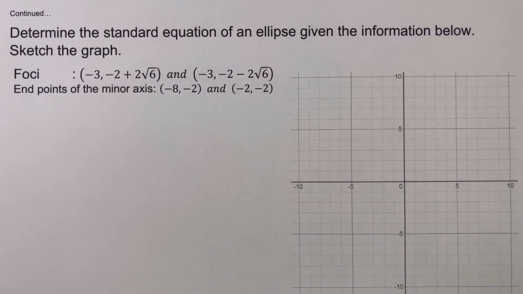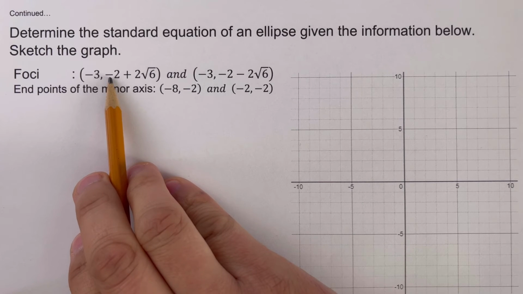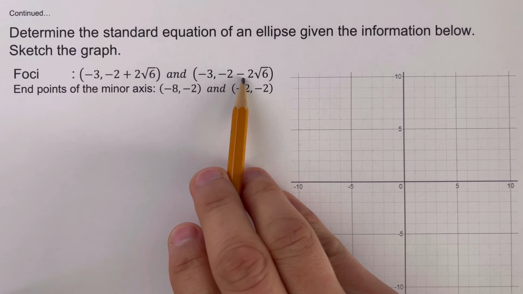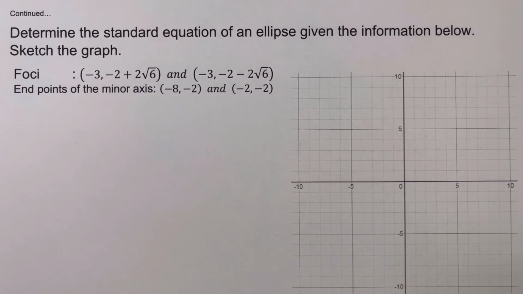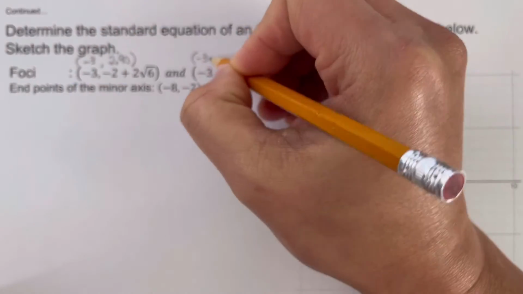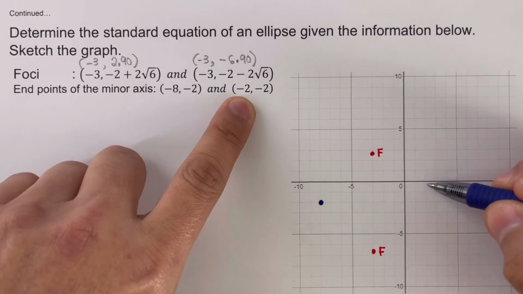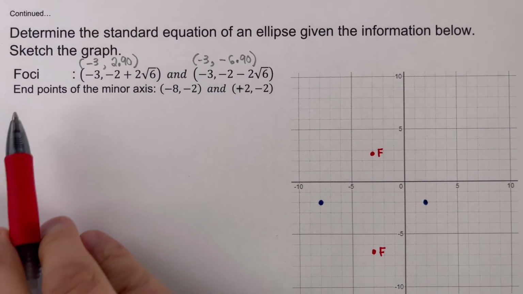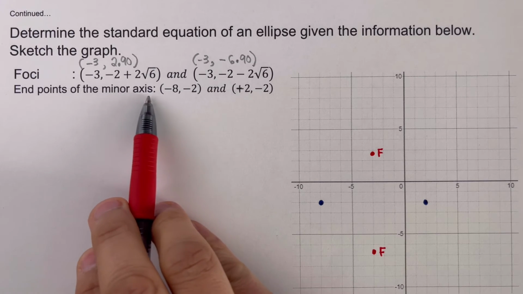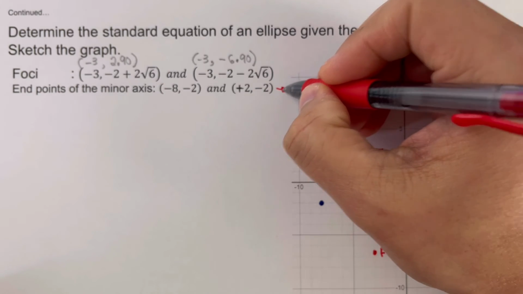Okay, so we go over the problem here. What I would do is to change this number that we have here, negative 2 plus 2 square root of 6 and negative 2 minus 2 square root of 6, to its decimal version. And I will plot these four points on the Cartesian coordinate plane. Now we remember that these ends of the minor axis are actually the two co-vertices. So I'm going to go ahead and label that up here.